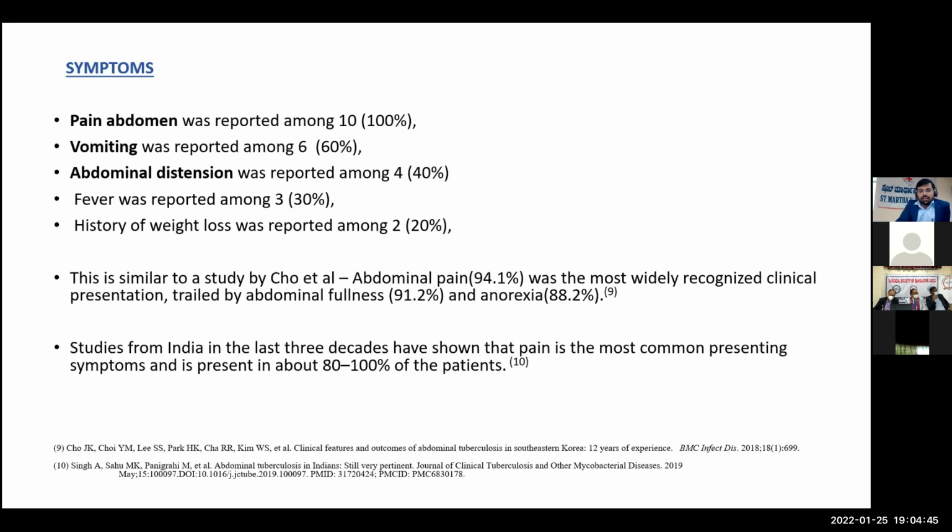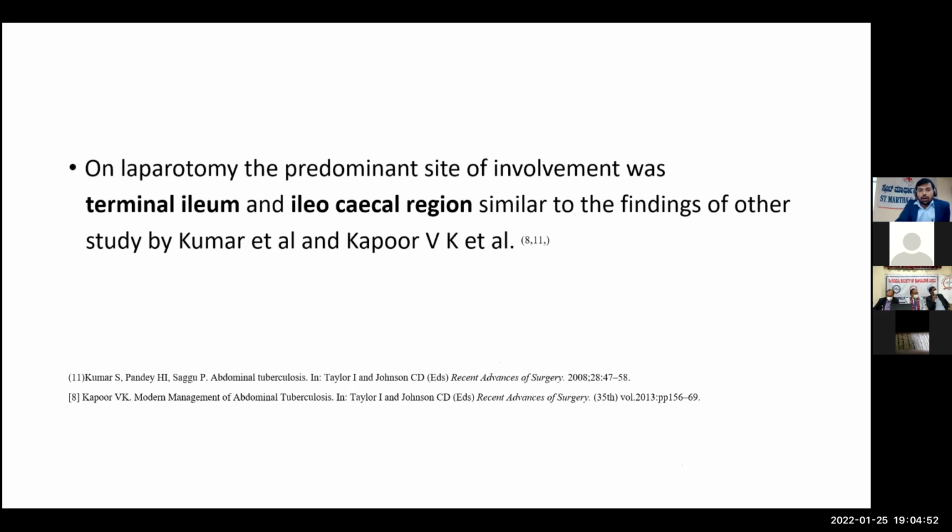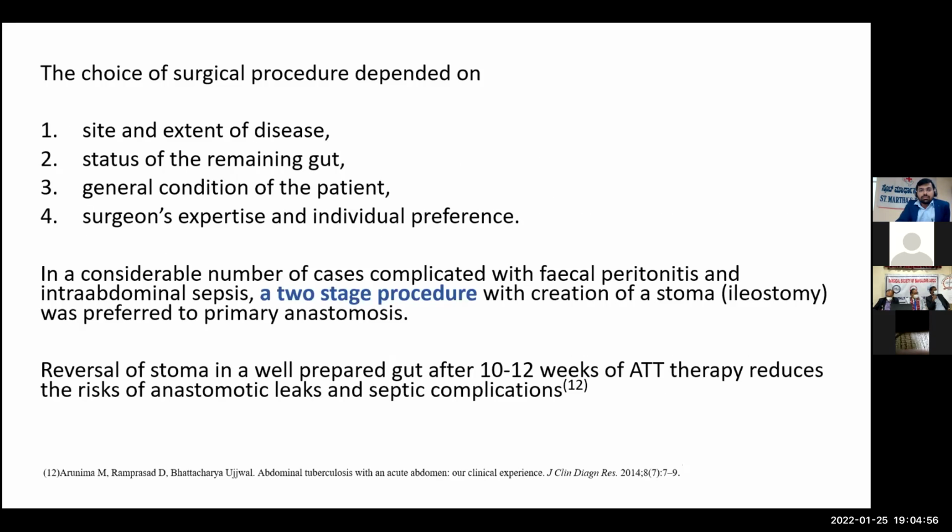The studies from India in the last 3 decades have shown that the most common presenting symptom, in 80 to 100% of patients, was abdominal pain. On laparotomy, the predominant site of involvement was the terminal ileum, followed by the ileocecal region. Coming to the management, the choice of the surgical procedure depends on the site and extent of the disease, status of the gut, the general condition of the patient, as well as the surgeon's choice.